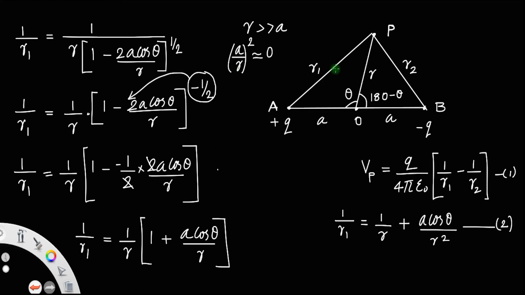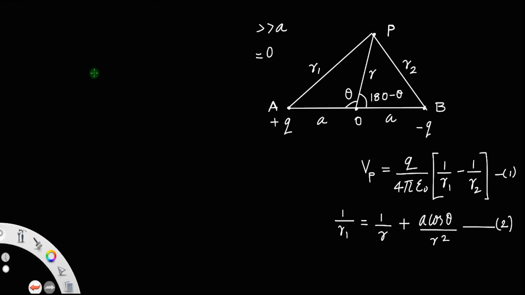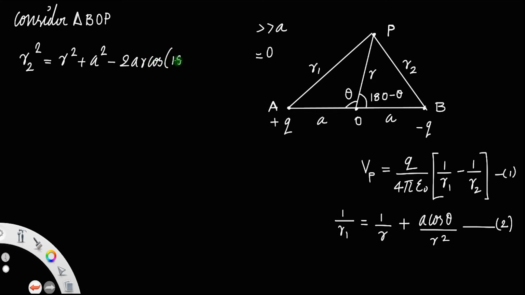Now similarly, you have to find the equation of r2. If you take this triangle, consider triangle BOP. Again you can use the law of cosines. The angle opposite to r2 is 180 minus theta. So r2 square will be, adjacent sides of 180 minus theta are r square plus a square minus 2ar cos, here the angle is 180 minus theta. This is just the law of cosines. Clear?